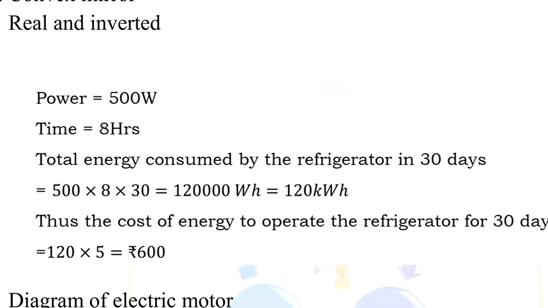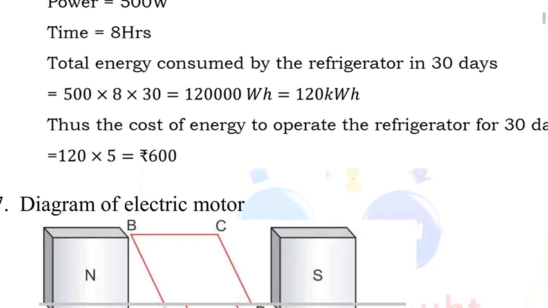So the answer will be 500 into 8 into 30, that is 30 days. That will become 120 kilowatt hour. Thus the cost of energy to operate the refrigerator for 30 days, 5 rupees per kilowatt hour is given in the question itself. So 120 kilowatt hour multiplied by 5, that will cost 600 rupees.